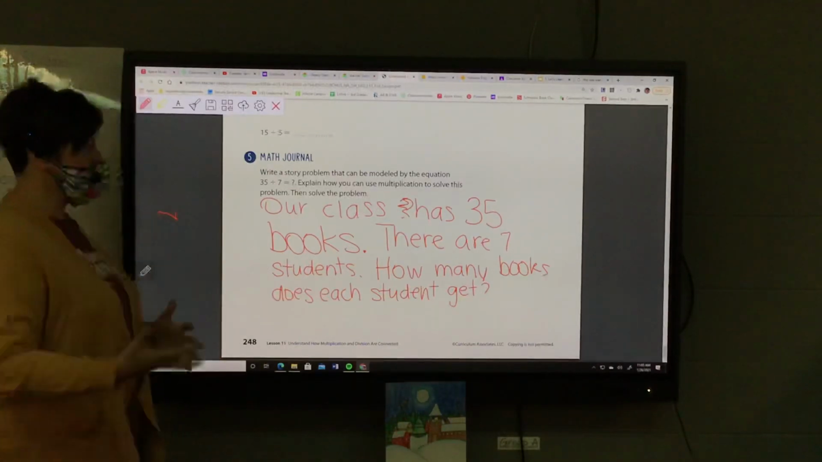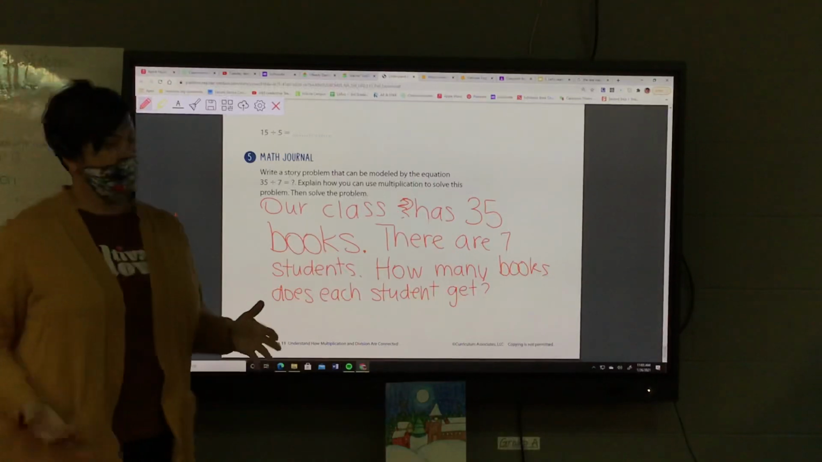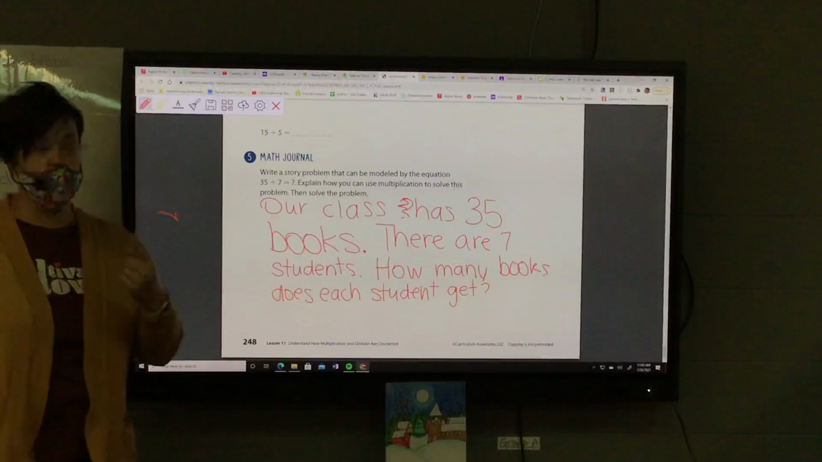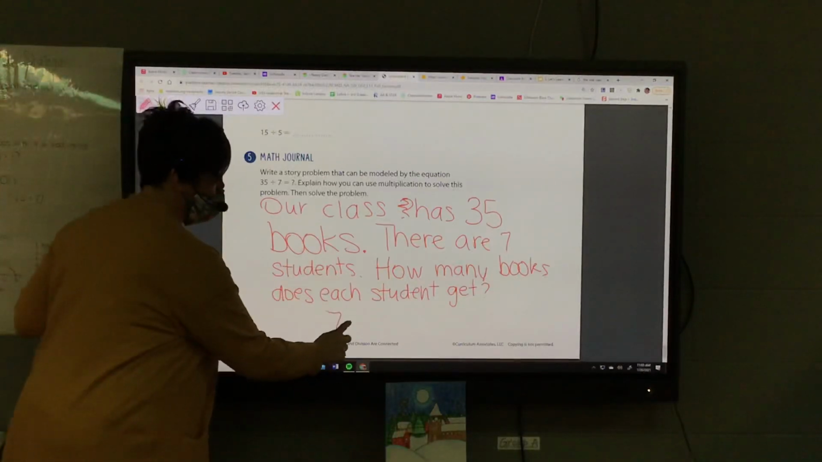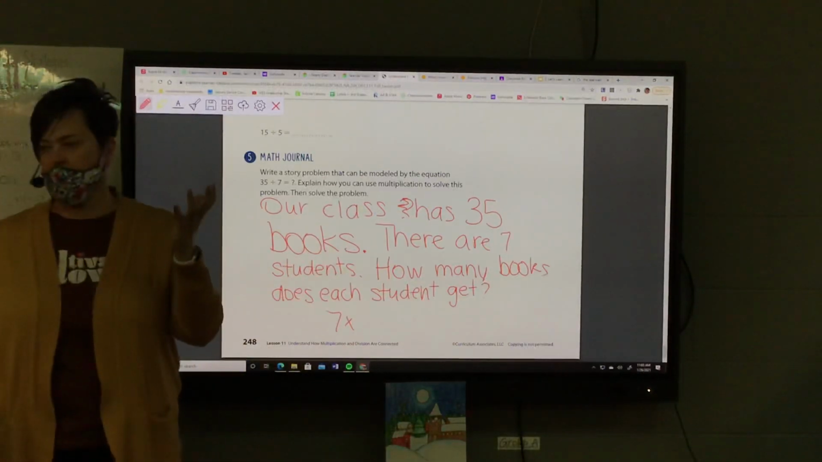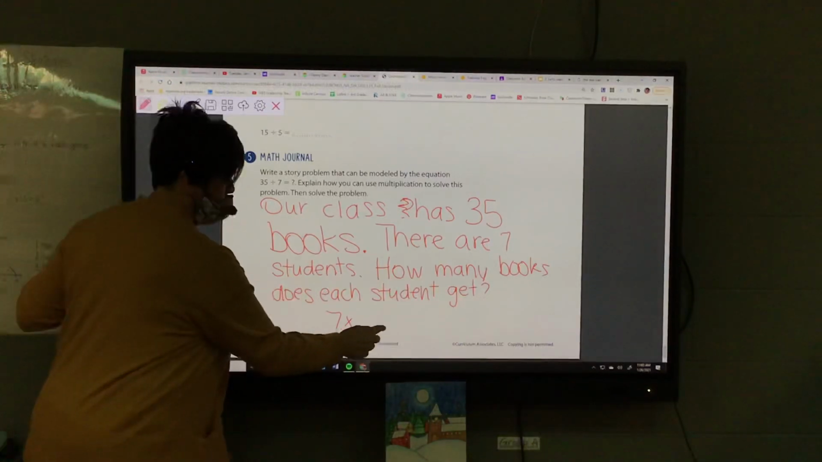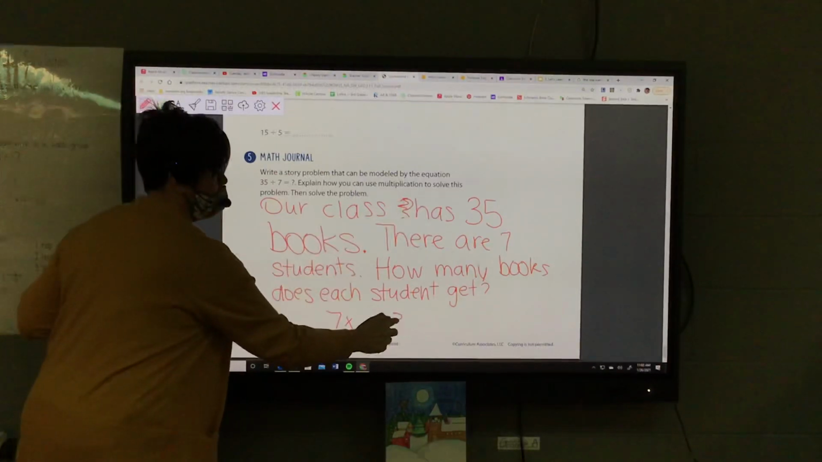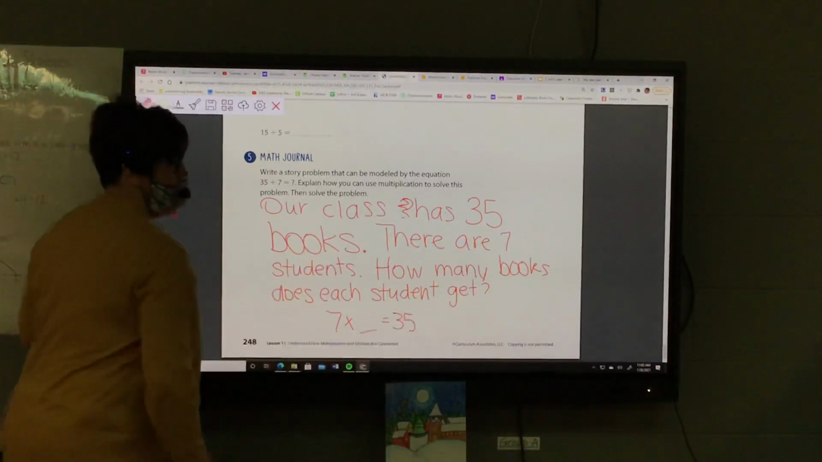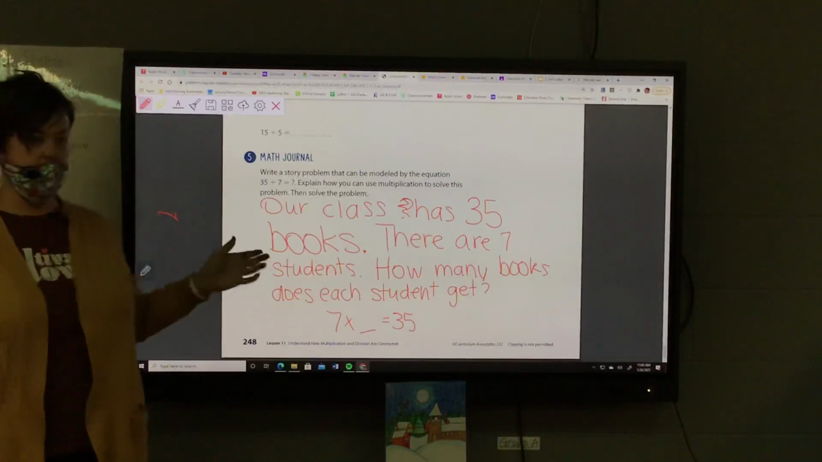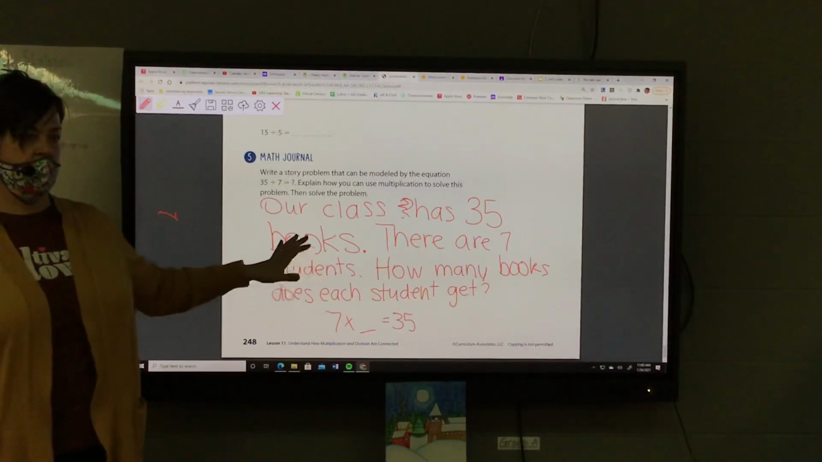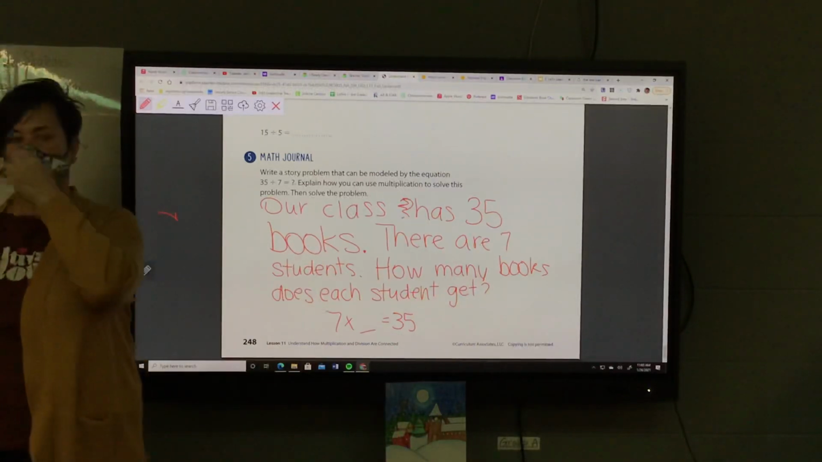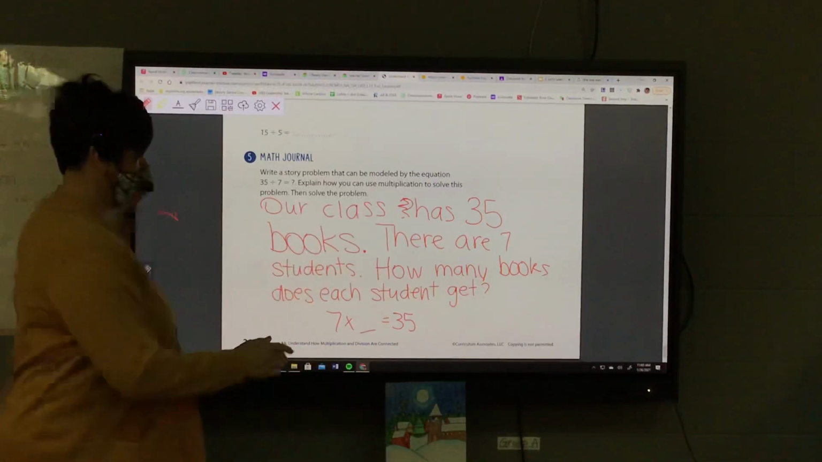Because if we use multiplication, what number would we write first? 7. We know that one, don't we? Do we know the other one quite yet? What does it all equal? 7 times this number equals 35. Do you guys know what 7 times whatever equals 35? Do you know that missing factor? Yes. What is it, everybody? 5.